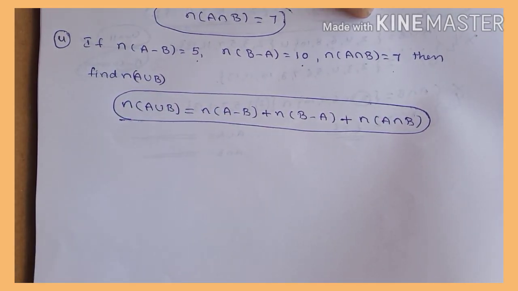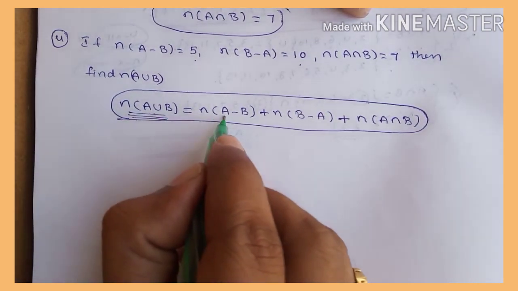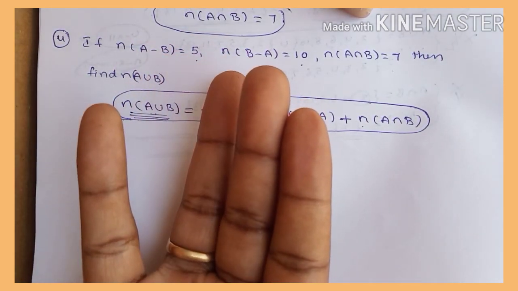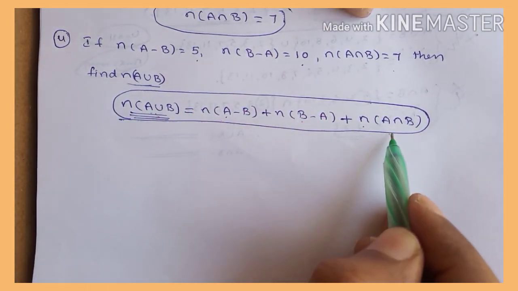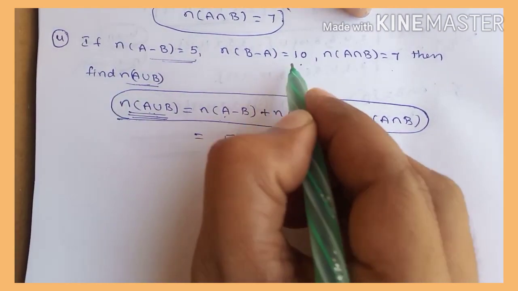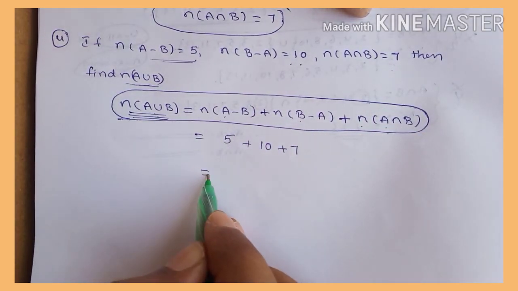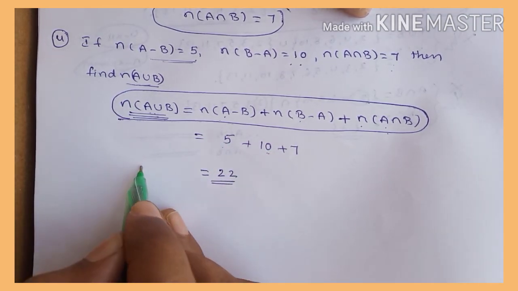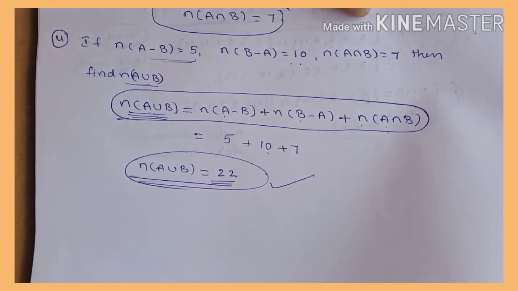Memorize, read once again. Right, now number of A union B you have to calculate. Here also 4 terms are there, definitely they will give 3 terms. You have to find out this fourth one. Here A union B is what you have to calculate, so these 3 terms must be given. So number of A minus B is 5, number of B minus A is equal to 10, and third one, number of A intersection B is equal to 7. 5 plus 10 is 15, 15 plus 7 is equal to 22. So number of A union B is equal to 22.